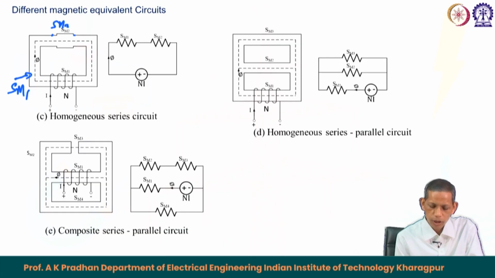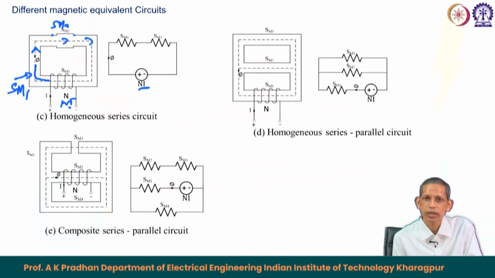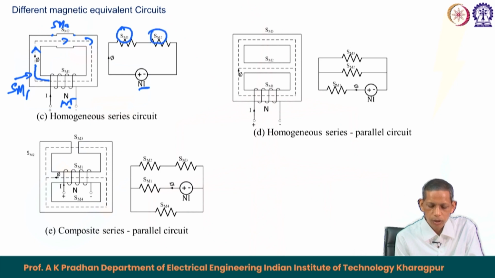Therefore, again the same flux passes from the source Ni, goes through this, and crosses to this path, also the same flux. So this is also a series case, like in an electric circuit. We talk about SM1, the major part of the core, and SM2, the small part of the core where the thickness is higher. So this becomes a homogeneous series circuit case.